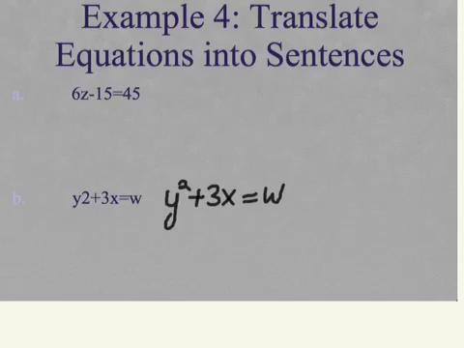With example 4, we're going in the opposite direction. You are given an algebraic equation and you're asked to write it in terms of an English sentence. I rewrote the second one because the formatting didn't come up. That should be y to the second power. All right, so let's take a look at the first. We have 6z minus 15 is equal to 45. So I'm translating that equal sign as "is": is 45.